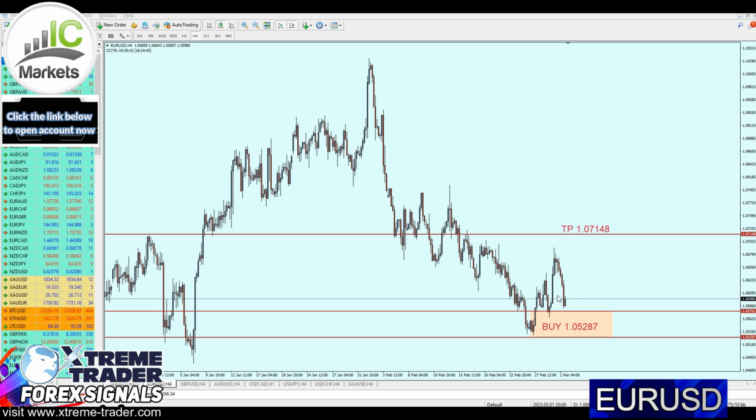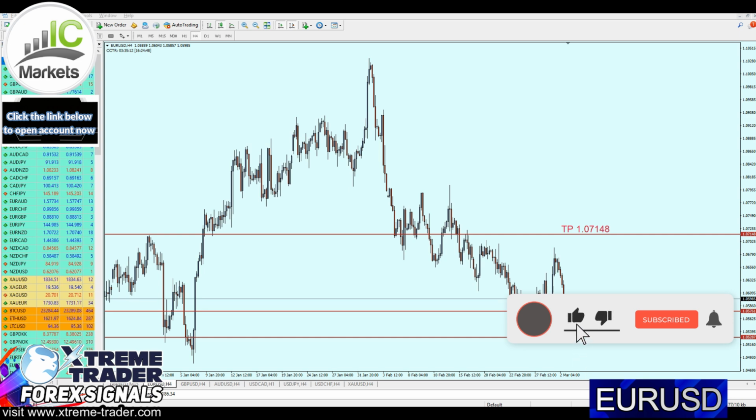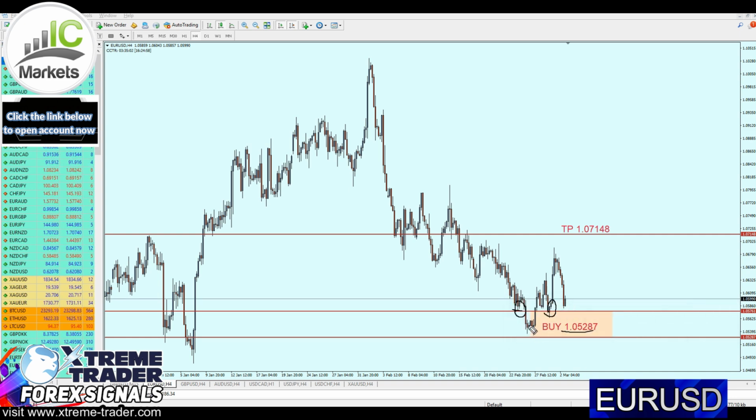Regarding the Euro USD, as we can see, the market has indeed reversed exactly from the given price at 1.05287, and of course that level of a previous support has been respected, and we actually thought that we would end up with an inverted head and shoulders pattern.